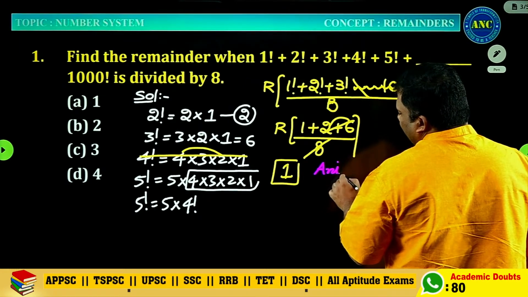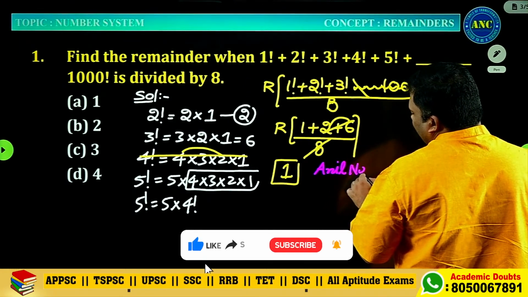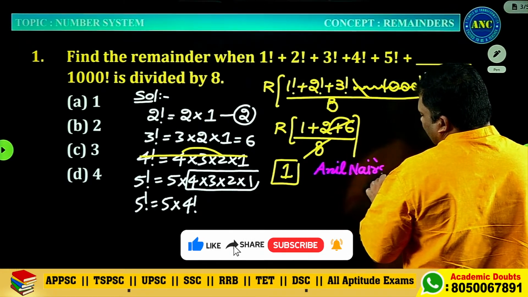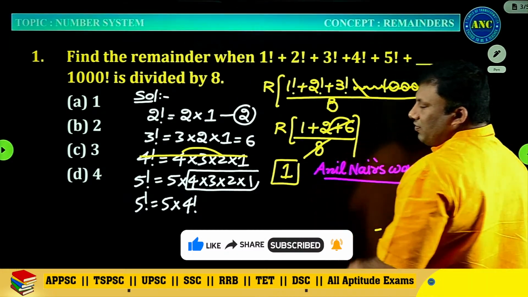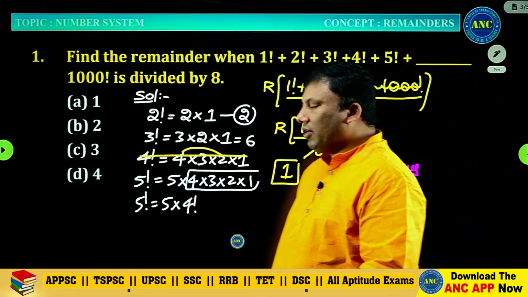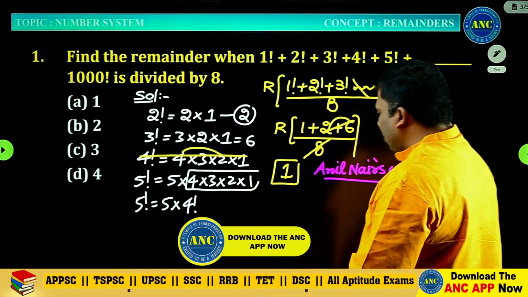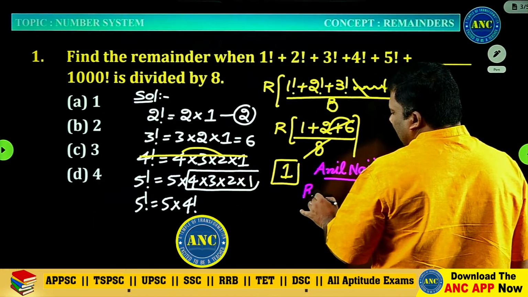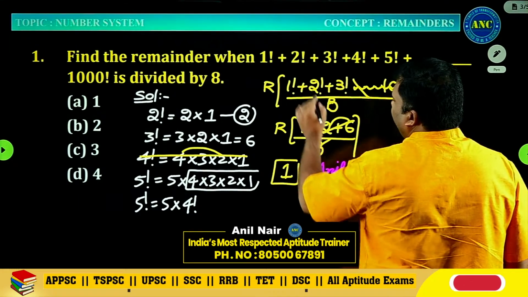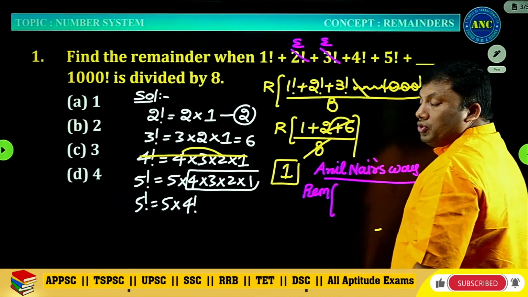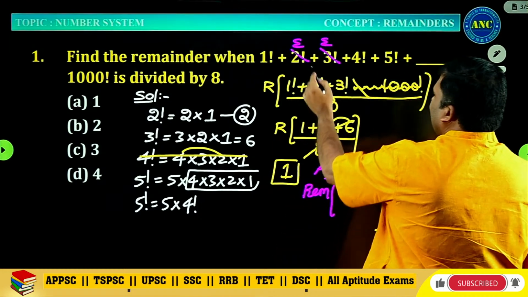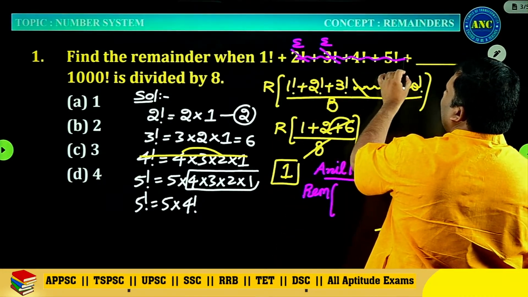How I will look at the question and try to eliminate answer options. This is Anil Nair's way of solving the question. This way you will not find in any regular textbook, sir. First thing, the question is about the remainder. 2 factorial is an even number. 3 factorial, 3 into 2 into 1, is an even number. From 2 factorial onwards, all are even numbers.